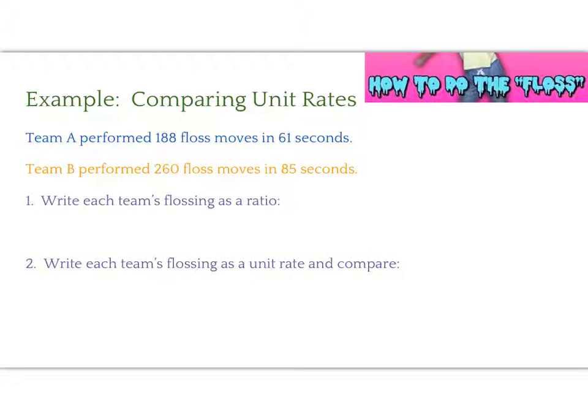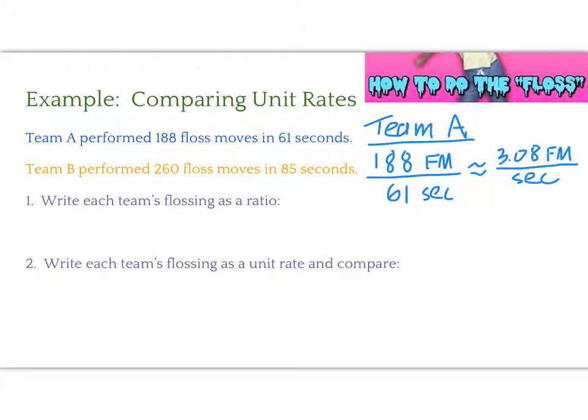Example, comparing unit rates. Team A performed 188 floss moves in 61 seconds. Team B performed 260 floss moves in 85 seconds. Let's write each team's flossing ratio. For Team A, the ratio is 188 floss moves, FMs, in 61 seconds, or, doing the division, about 3.08 floss moves per second.